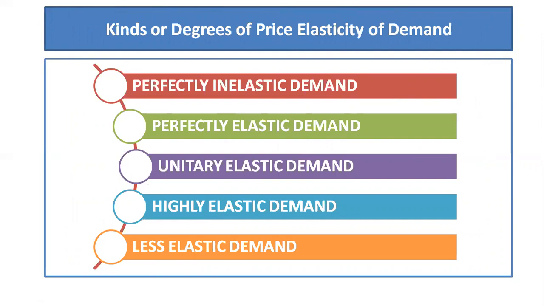Now, let us see the degrees or kinds or types of price elasticity of demand. As we know, price elasticity measures the degree of responsiveness of quantity demanded of a commodity to a change in its price. Depending upon the degree of responsiveness of the quantity demanded to the price changes, we can have the following kinds of price elasticity of demand: perfectly inelastic demand, perfectly elastic demand, unitary elastic demand, highly elastic demand, less elastic demand. Let us see them in detail.